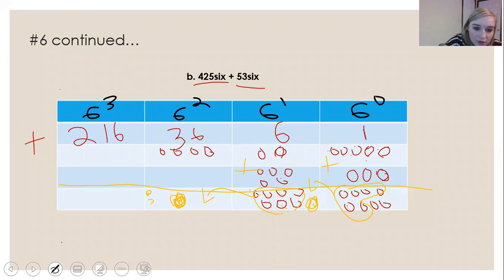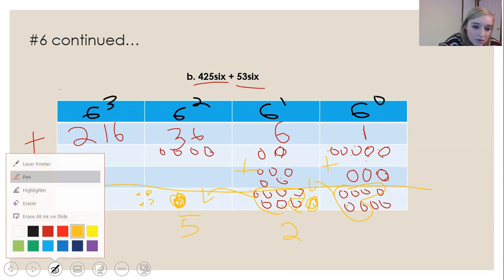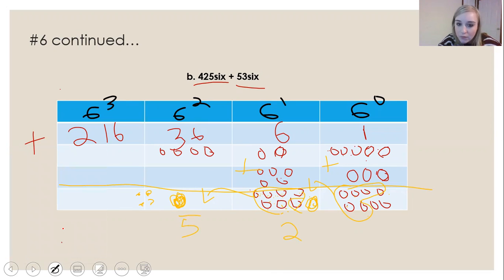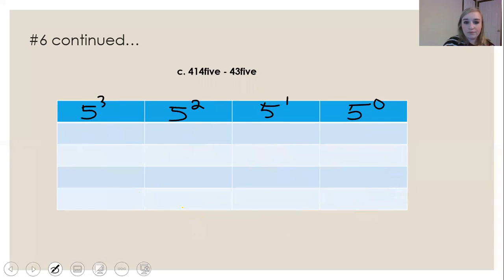So we should have brought the 4 down anyway. And now that we're grouping in 6, we can't group that in 6. So 4 plus 1 is 5. And what we have left over here is 2. I just realized that 1, 2, 3, 4, 5, 6. Yeah, there is 2 left over after we group in 6. And then we have another 2 here. So 425 plus 53 in the base of 6 is 522.